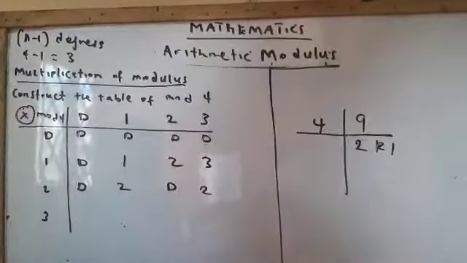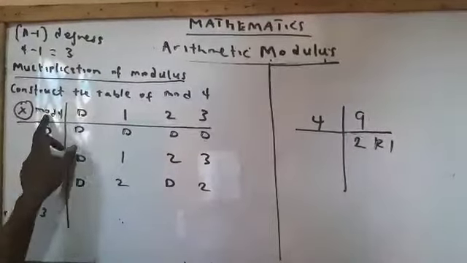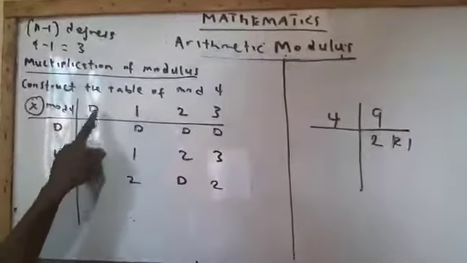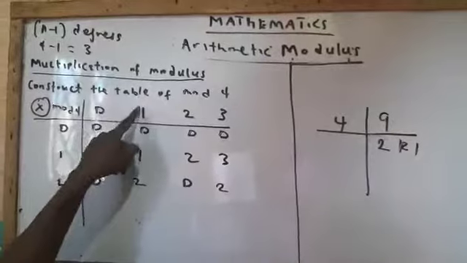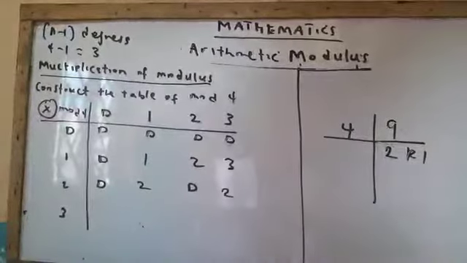Now, let's look at how we multiply this modulus table. Since we are working with mode 4, we'll get our integers using n-1 degree. Now, 0 times 0, 0. 0 times 1, 0. 0 times 2, 0. All this gives us 0.